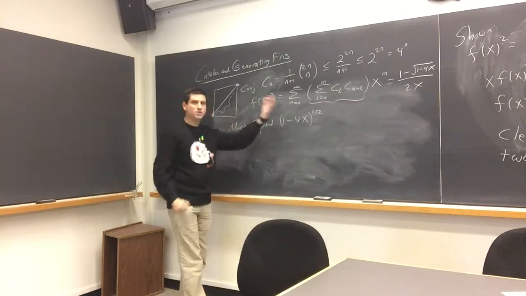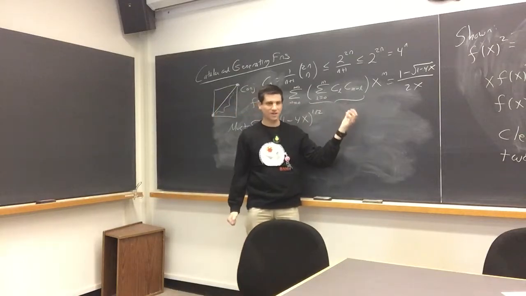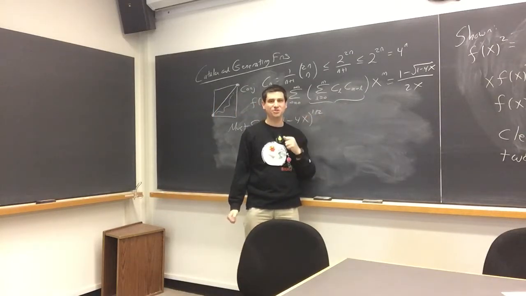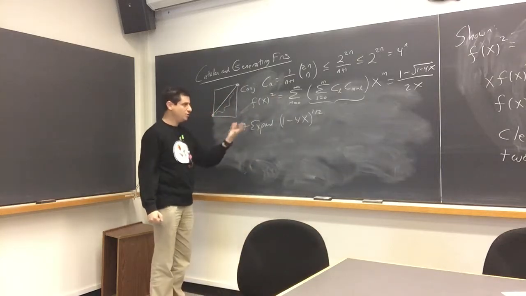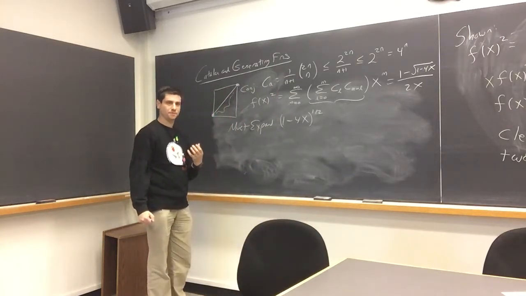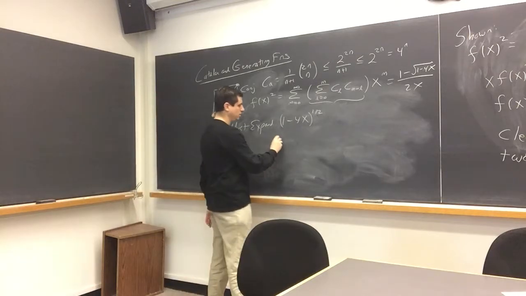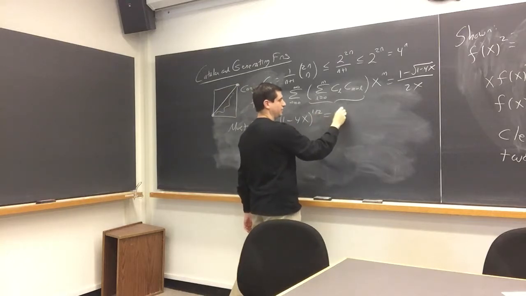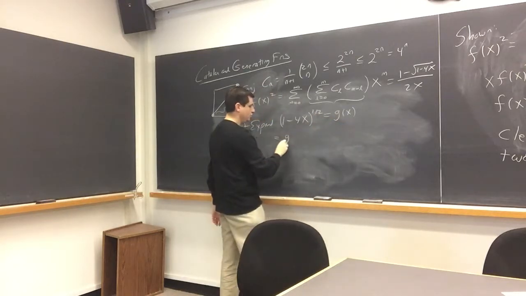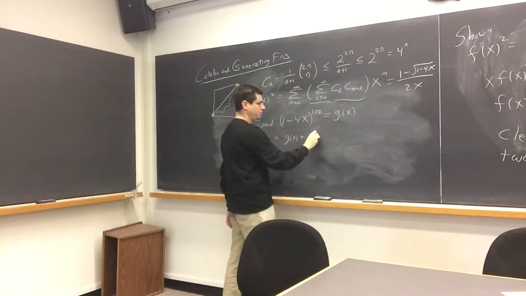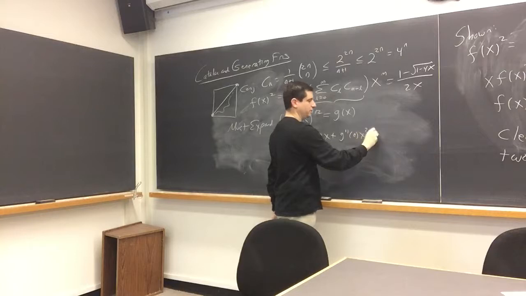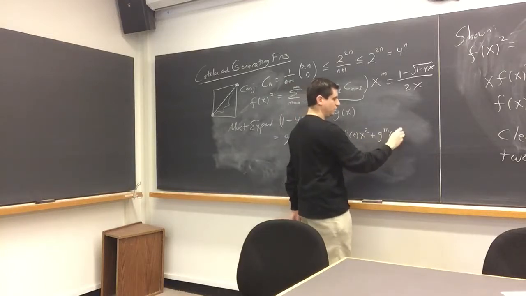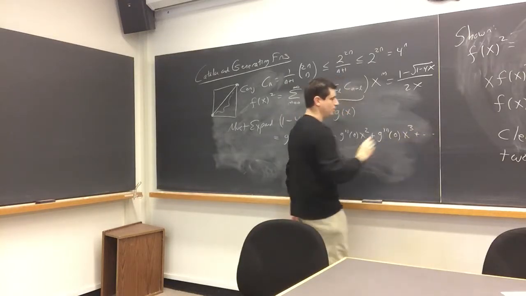So Newton has a formula for the expansion of this. If the exponent is not an integer, it's much harder. But how do we do this? We just do this by Taylor series. Right? This will equal, let's call this function g of x. This will be g of 0 plus g prime of 0 times x plus g double prime of 0 x squared plus g triple prime of 0 x cubed. And what mistake did I make?